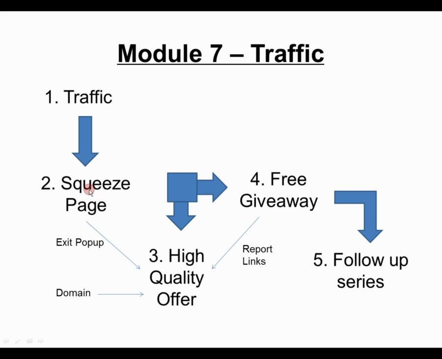Now, if you remember, on that squeeze page, we've set an exit pop-up. So it's not the primary path, but we have a path from the exit pop-up straight to the high quality offer, that metabolic cooking offer that we chose. We also have the domain set up, and it is also going straight to this offer. When they complete their details on the squeeze page, they're going to be directed to that offer. They're also going to be given that free giveaway report that they'll receive in the email follow-up series.